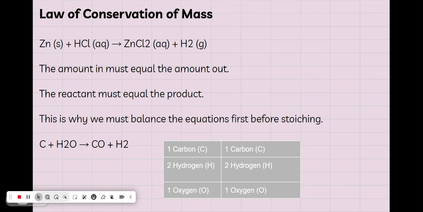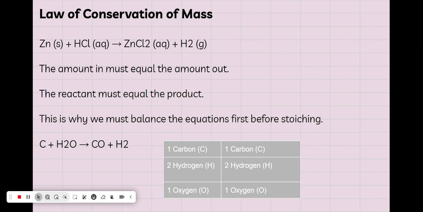Okay, so let's talk about the law of conservation of mass. This tells us that the amount in must equal the amount out. In other words, the reactant must equal the product if we want to get more scientific. And so this is why we must balance our equations before we start stoiching. Balancing our equations is our first thing, and then we use that to stoich our equations.